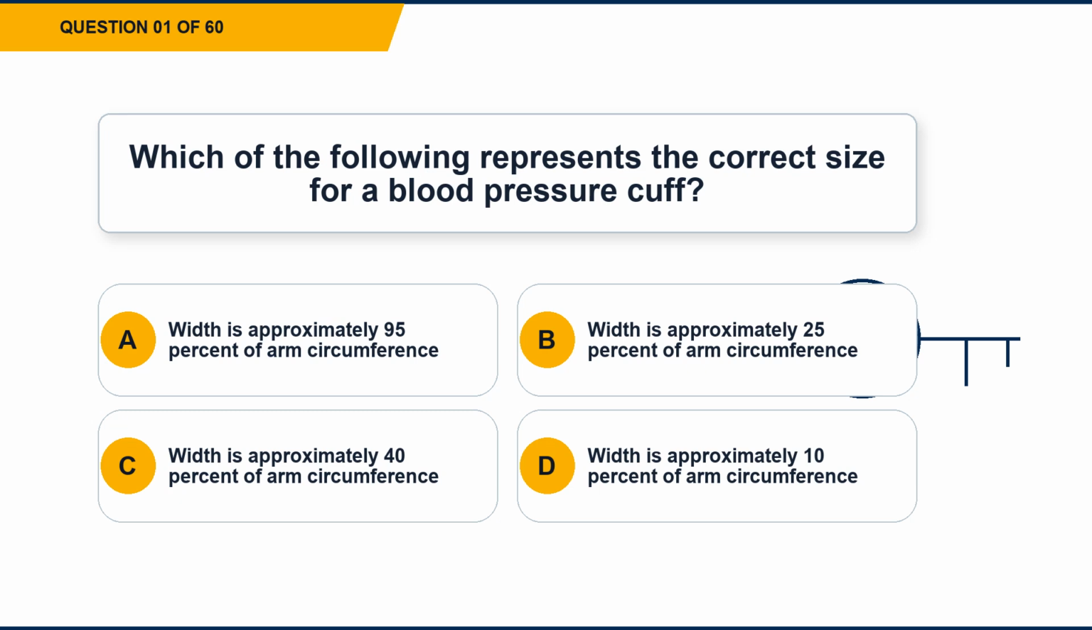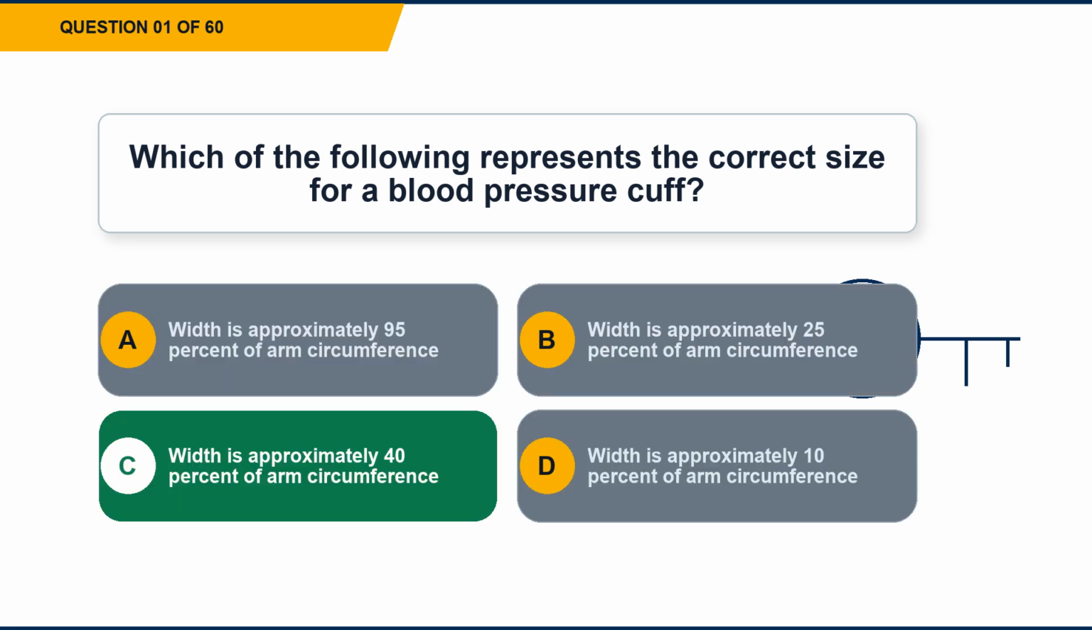Question 1. Which of the following represents the correct size for a blood pressure cuff? Option A. Width is approximately 95% of arm circumference. Option B. Width is approximately 25% of arm circumference. Option C. Width is approximately 40% of arm circumference. Option D. Width is approximately 10% of arm circumference.